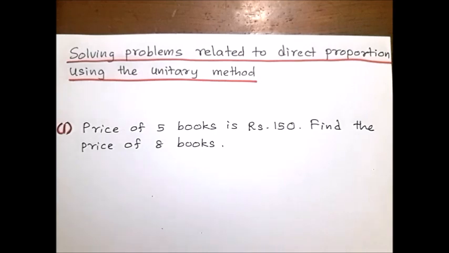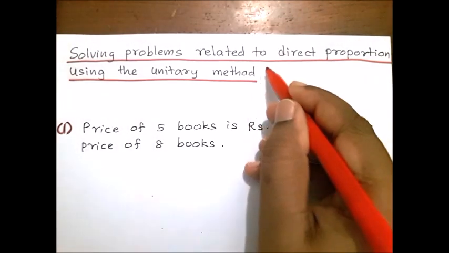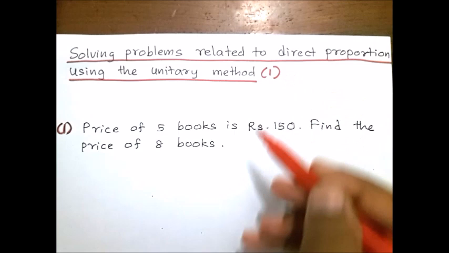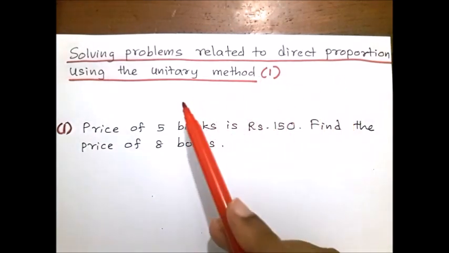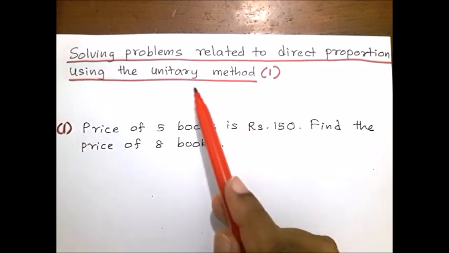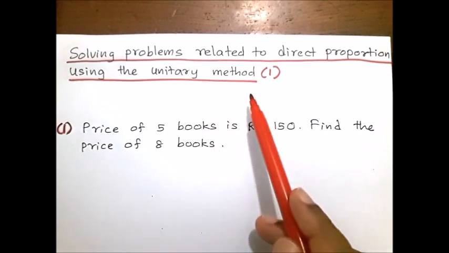Let's start to solve problems in this lesson. There are 3 methods you can use. The first method is the unitary method. This is the first method we are going to learn: solving problems related to direct proportion using the unitary method. The name of this method is the unitary method.